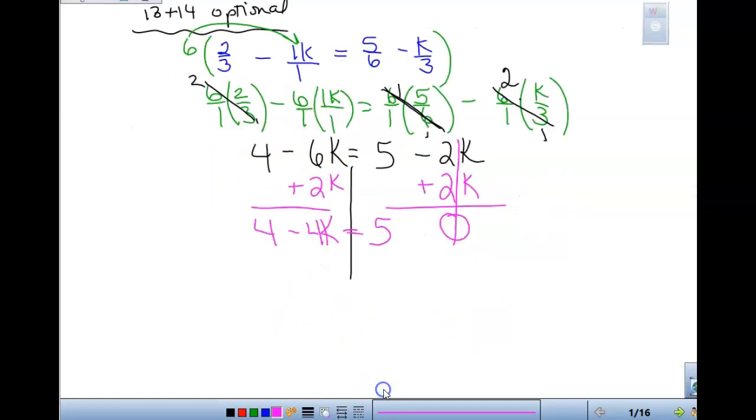Isaiah, we're going to continue. What do I need to do next to get my negative 4k by itself? Plus 4. I could have 4k, but I'm going to leave that negative 4k right where it's at. So I want to keep this here, but I have to get rid of this 4. How? Minus 4. Jack, as I minus 4 from both sides, I'm left with what? Negative 4k equals 1.